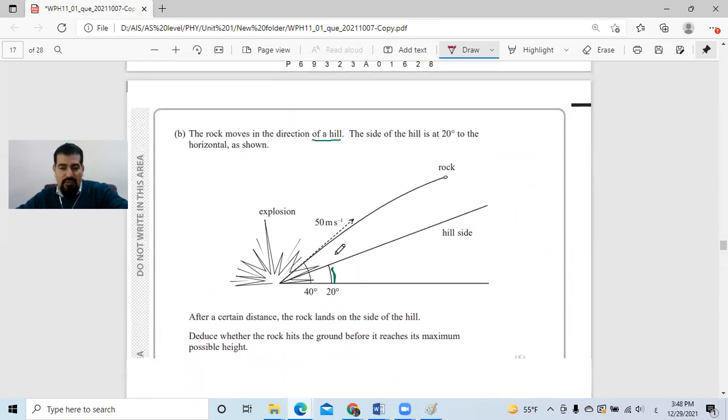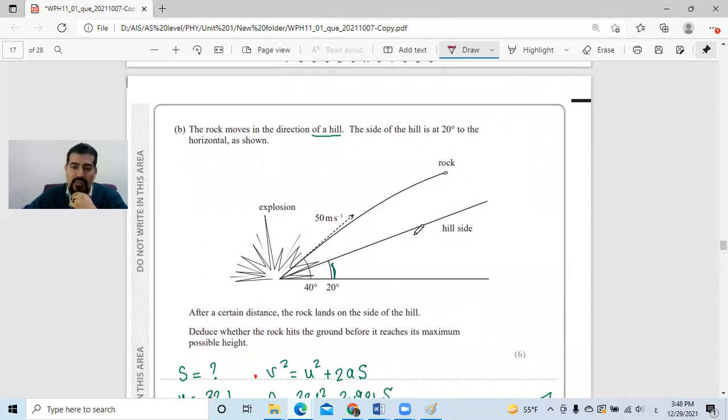They ask about projectile motion, and they said that we have a side of a hill, okay? Like yesterday's question, we have a flat surface. Now here we have a hill with height, not a flat surface. So they say that during the same time, 3.3 seconds, how much is the range that it will move here horizontally?